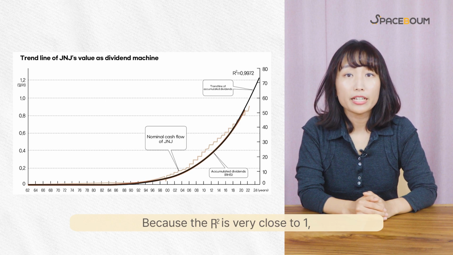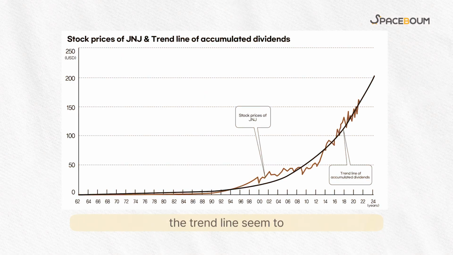Because the R-squared is very close to 1, the trend line seems to represent the actual data quite well. Then we can analyze how the actual price has moved compared to the trend line. And we can also conclude whether the current price is higher or lower than its current value.